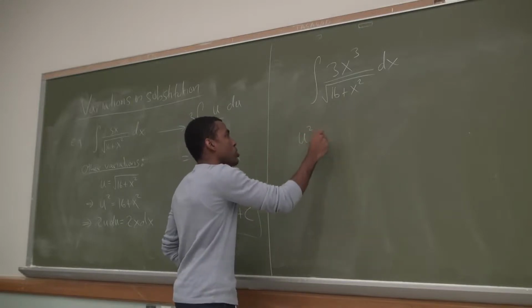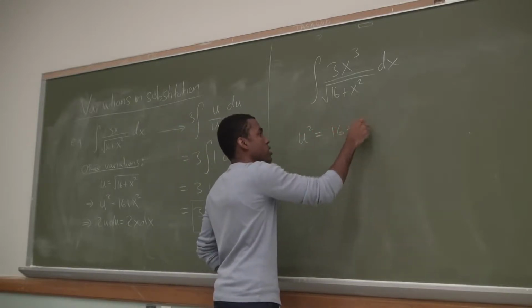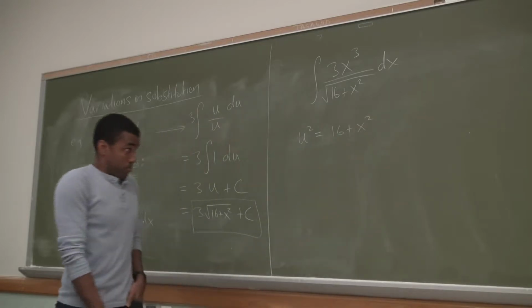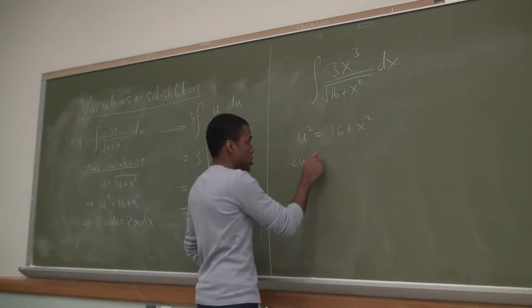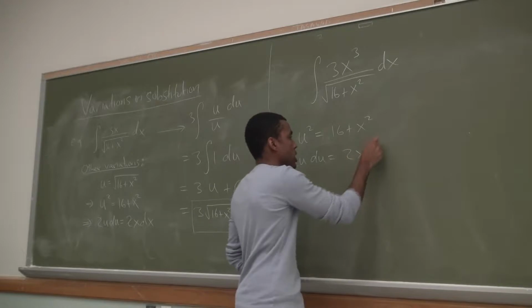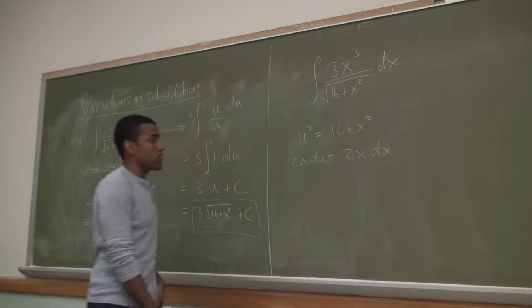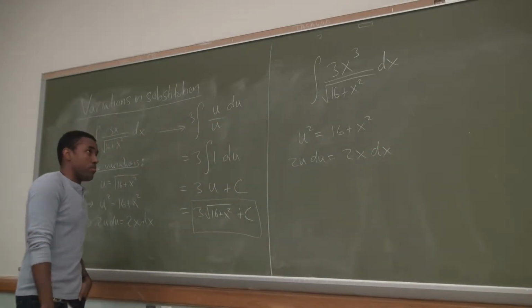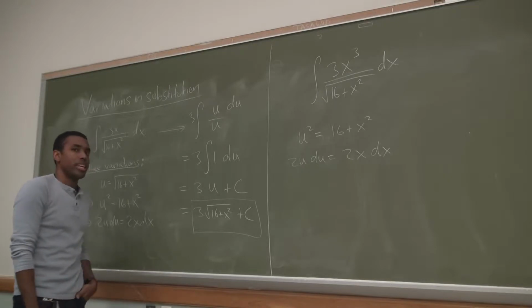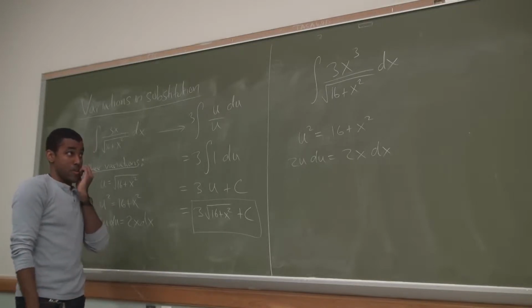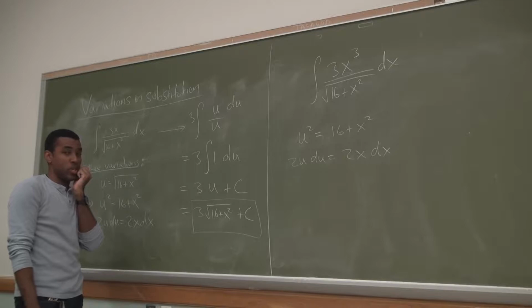So here I do a u squared substitution. Let u be the radical. So this means 2u du is equal to 2x dx, just as before. But now what's the problem? There's an x cubed. How do I deal with the cube?